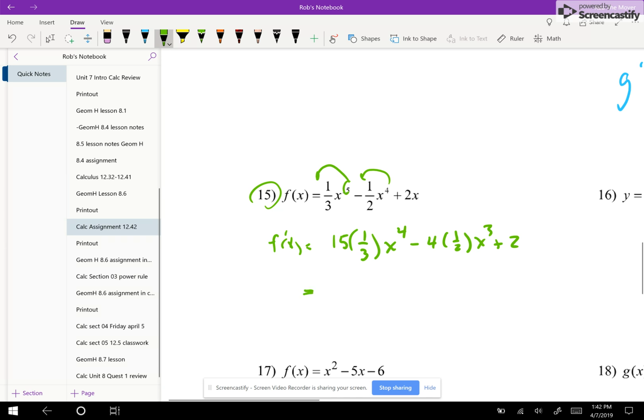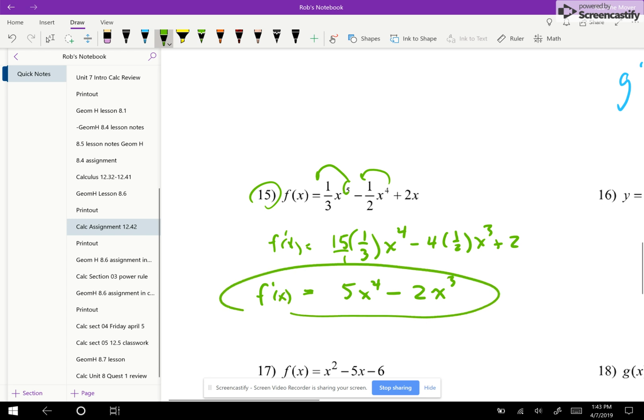And then now what do we got? 15 times the 3rd is 15 over 3, which is 5. x to the 4th. You got 1/2 times the 4 is negative 2. Times negative 4 is negative 2. x to the 3rd. And then you've got 0. You don't have to necessarily add that in.